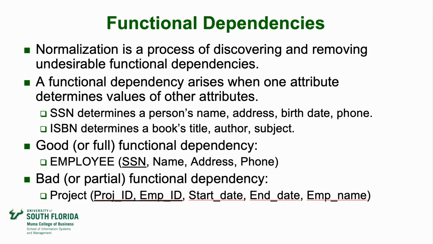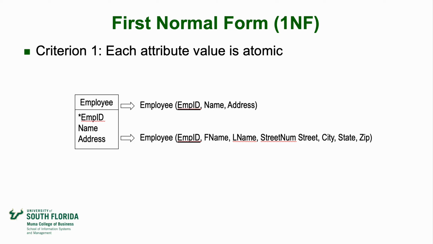There are three criteria that a table has to meet to be in first normal form. The first criterion is that each attribute is atomic. For example, a name attribute in an employee table is likely to consist of multiple elements such as first name and last name. The same holds true of the address attribute, which is likely to consist of a street number, a street, a city, a state, and zip code. We resolve the issue by decomposing the non-atomic attributes into their constituent components and storing the components as separate attributes in the new table.